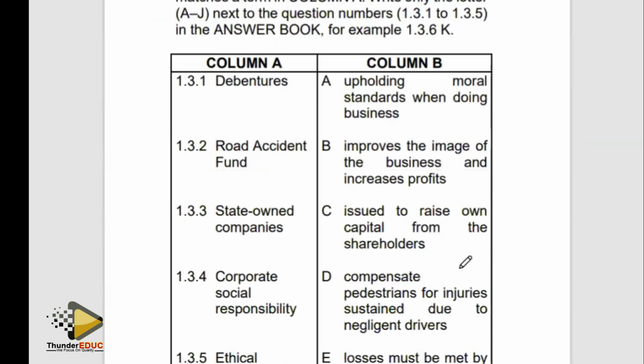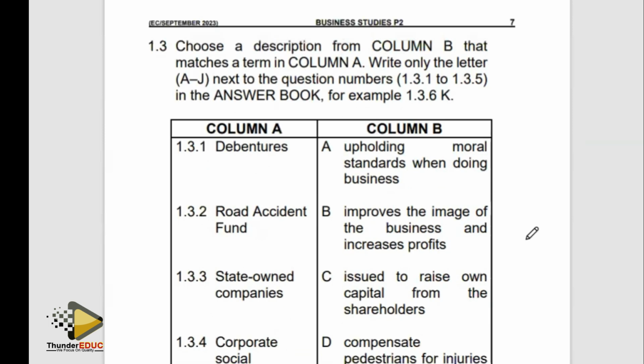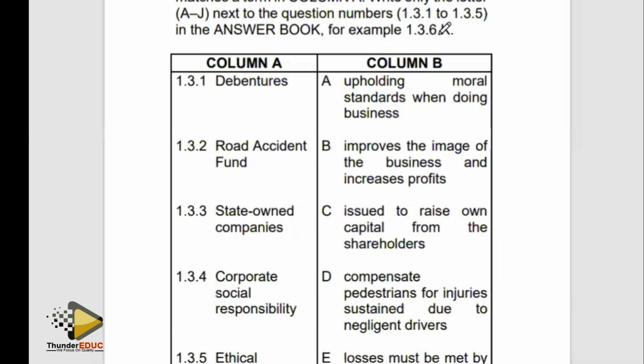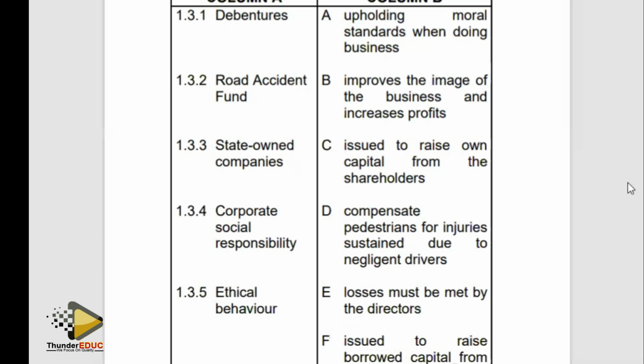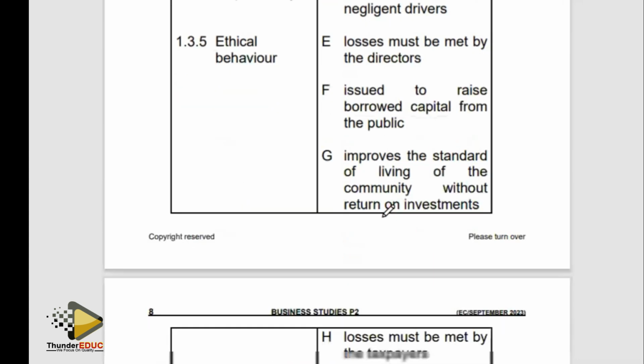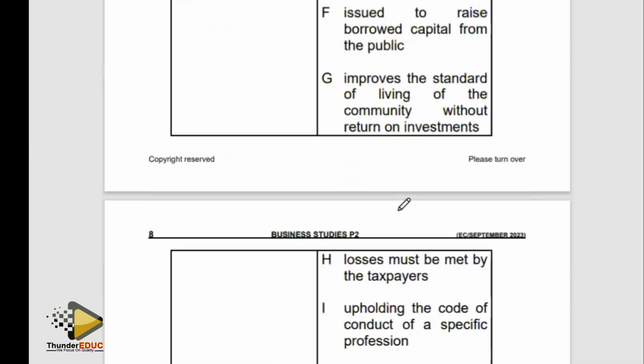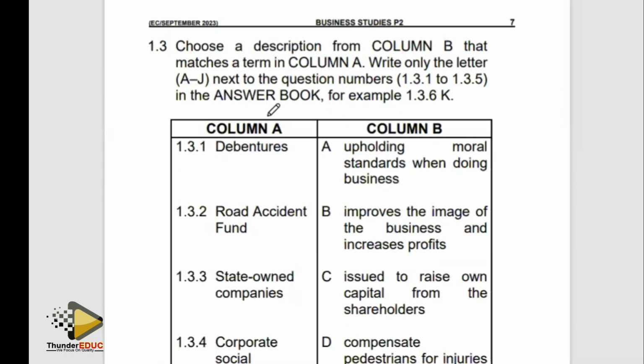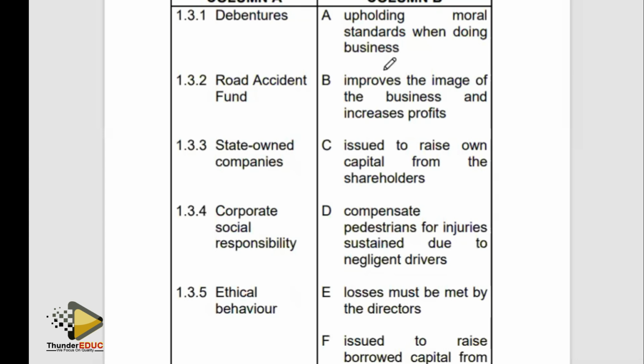Now 1.3 reads as follows. Choose a description from column B that matches a term in column A. Write only the letter next to the question numbers 1.3.1 to 1.3.5 in the answer book. As an example is actually given on your behalf, you only select the appropriate letter without writing the whole description that is given on that particular question.